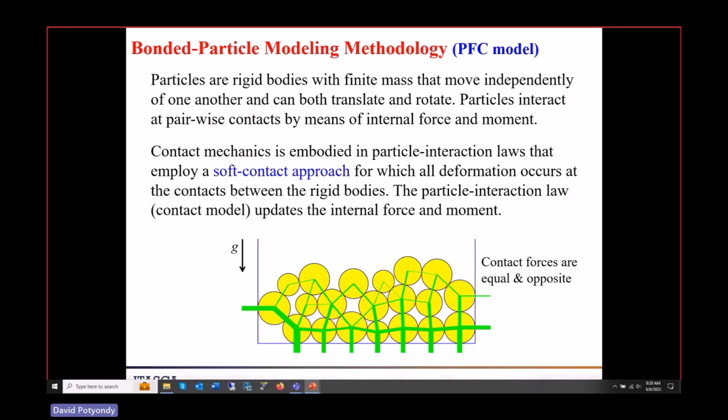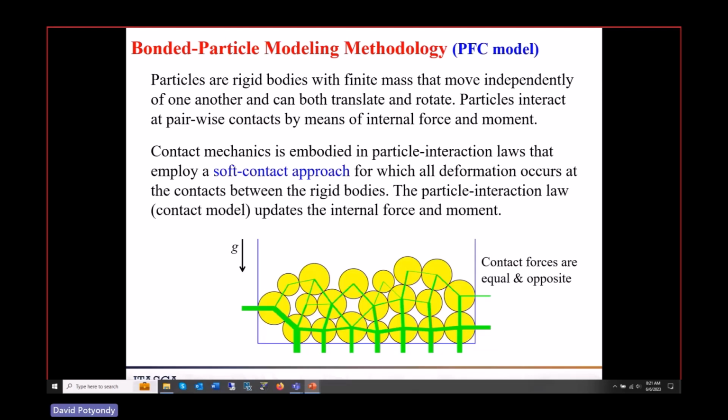The particles are rigid. They move independently. They interact at contacts, and these contacts are always pairwise. There's always just two things at a contact, right? And as we mentioned, there's a force and a moment that acts at a contact, equal and opposite.